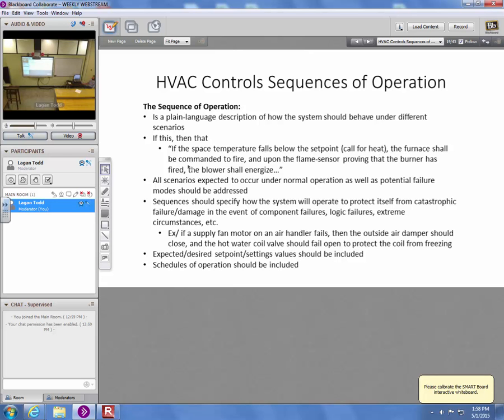Then the furnace shall be commanded to fire, and upon the flame sensor proving that the burner is fired, the blower shall energize, right? It's a sequence of events triggered by some change in conditions or some input. A well-written sequence of operations should cover all the scenarios that could be expected to occur under normal operation, which includes not just normal operation that is what you want, but also all the possibilities of failure.